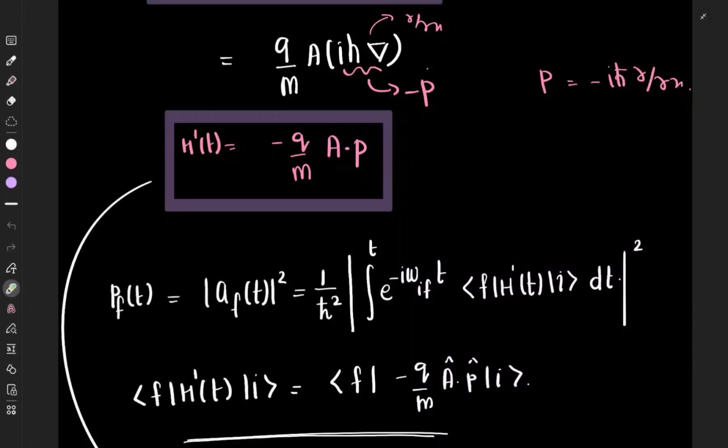So in the previous lecture, we stopped at this stage. We found out H prime of t, which is equal to minus q by m A dot p. In this lecture, we'll be continuing with this derivation.